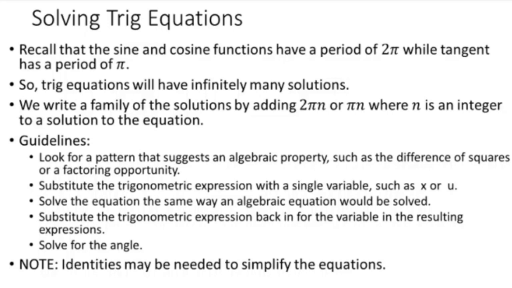As we've seen in the previous examples, trigonometric equations have multiple solutions. If we recall from our previous units, sine and cosine have a period of 2 pi, while tangent has a period of pi. Because of the periodic property, trigonometric equations will always have infinitely many solutions. In order to express all the possible solutions to a trigonometric equation, we're going to write a family of solutions by adding either 2 pi n or pi n, where n is an integer, to the solution to the equation.